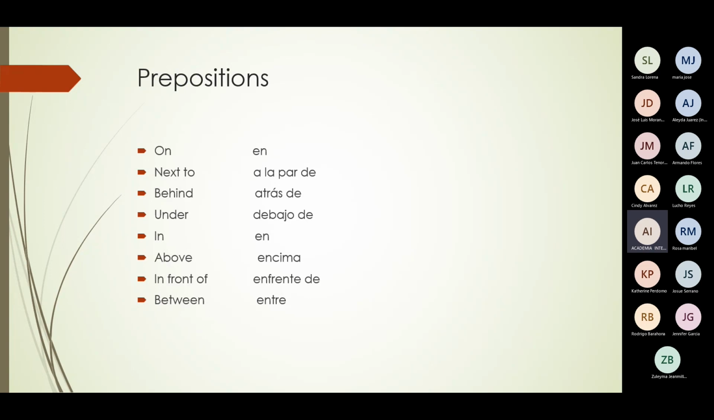Okay? So I am between my dad and my mom. Estoy en medio de mi mamá y de mi papá. This is just an example in which we can use those prepositions. All right, but I would like to know if you have a question about it. Me gustaría saber si tienen alguna duda, alguna pregunta de cómo usarlo.